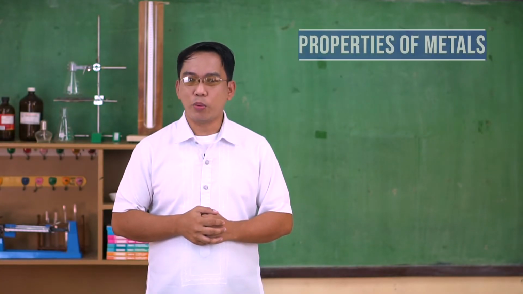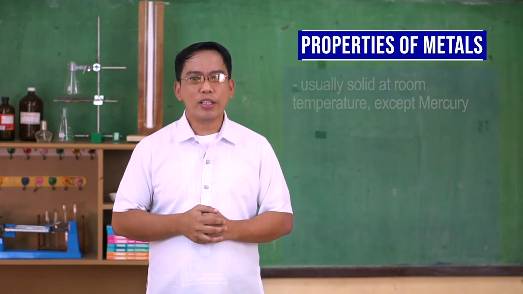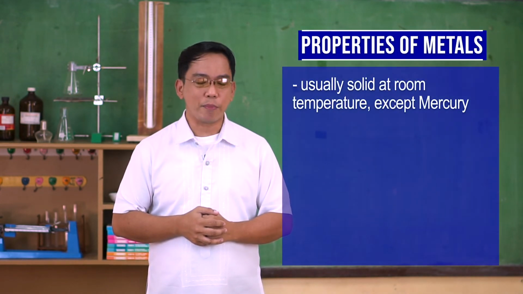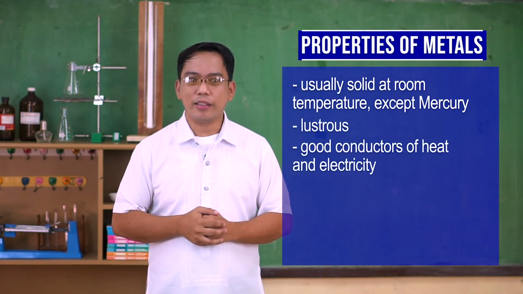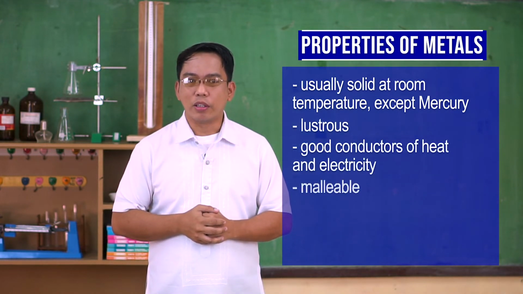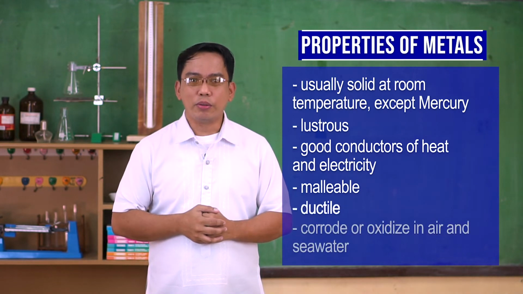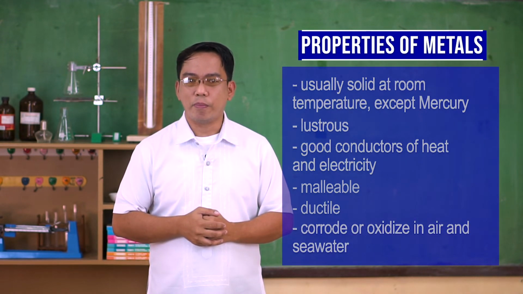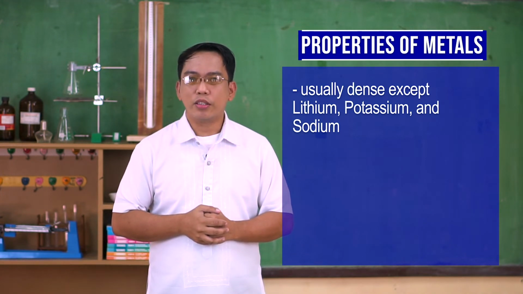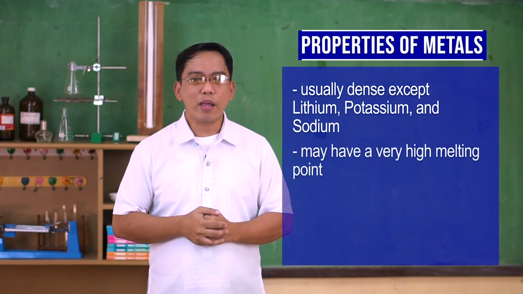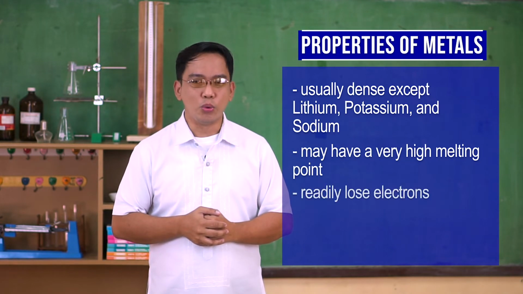Metals exhibit the following properties: usually solid at room temperature, except mercury. Lustrous, good conductors of heat and electricity. Malleable, ductile, corrode or oxidize in air and seawater. Usually dense, except lithium, potassium, and sodium. May have a very high melting point and readily lose electrons.